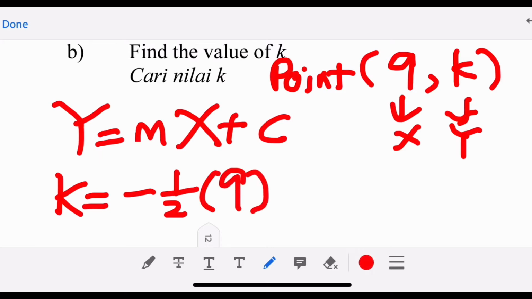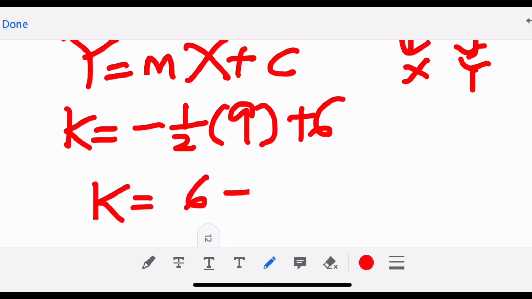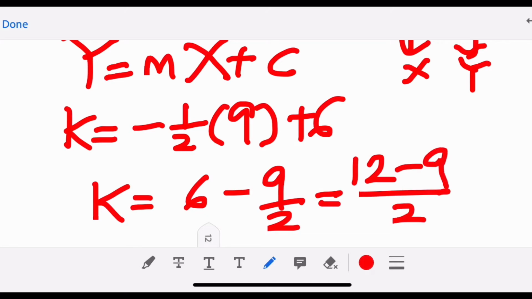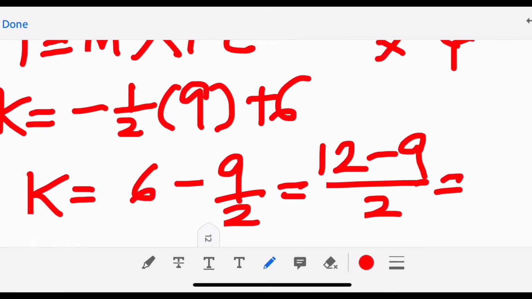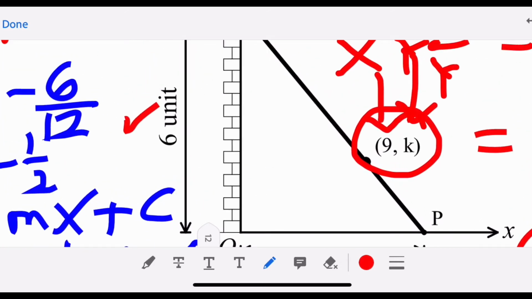So your k is negative half times the 9 plus 6. So your k is equal to negative 9 over 2 plus 6. So if you simplify to the simplest form, then your answer will be, okay, you can use a calculator. Alright, you can make the denominator the same, become 12 minus 9 over 2, so the k is 3 over 2. So that is the answer for the value of k.